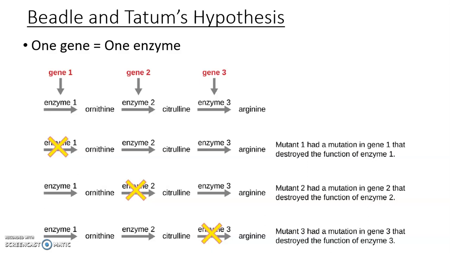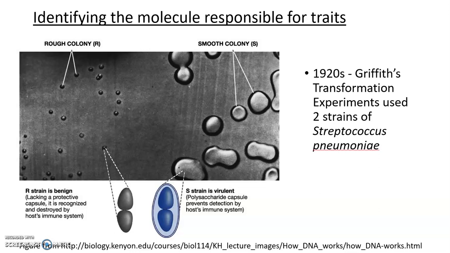If we back up a little bit and go all the way back to the 1920s, we find a really interesting set of experiments going on to try and identify the molecule responsible for traits. And this was done by Fredrick Griffiths' lab at the University of Chicago, and he was looking at 2 different strains of Streptococcus pneumoniae that were out there.